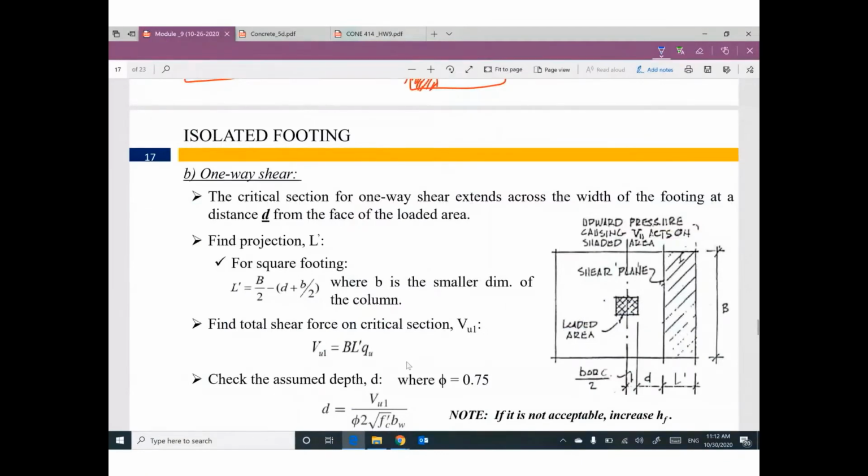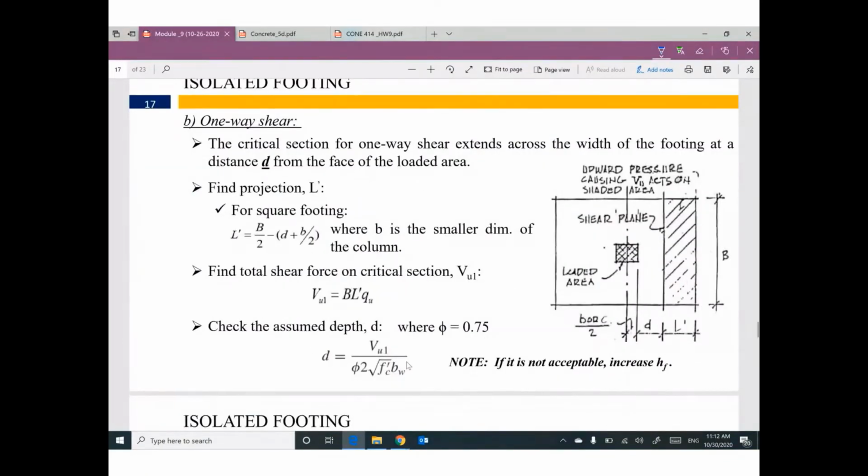We also have an issue with shear. This shear can be called one-way shear. Guys, do you remember from strip footing where the critical shear location is? At distance d from the face of the column. At this distance, I will assume I have the critical section here.